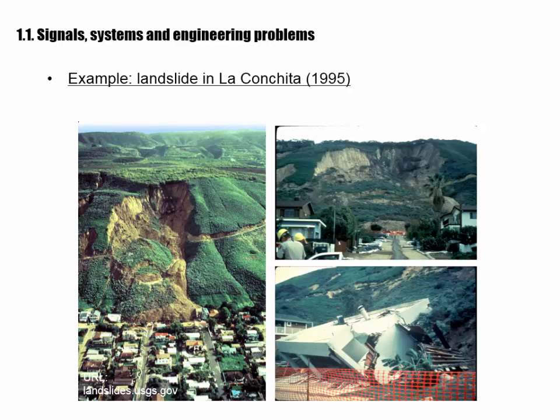Here is just a picture of a landslide. Here we can think of the slope. The natural slope is the system, and an earthquake or rainfall is the input, and the response is the failure of this slope. Just a simple example.